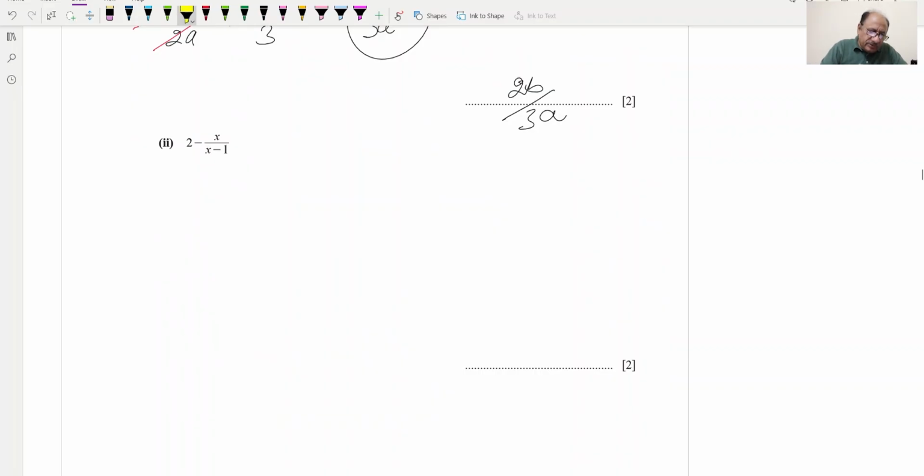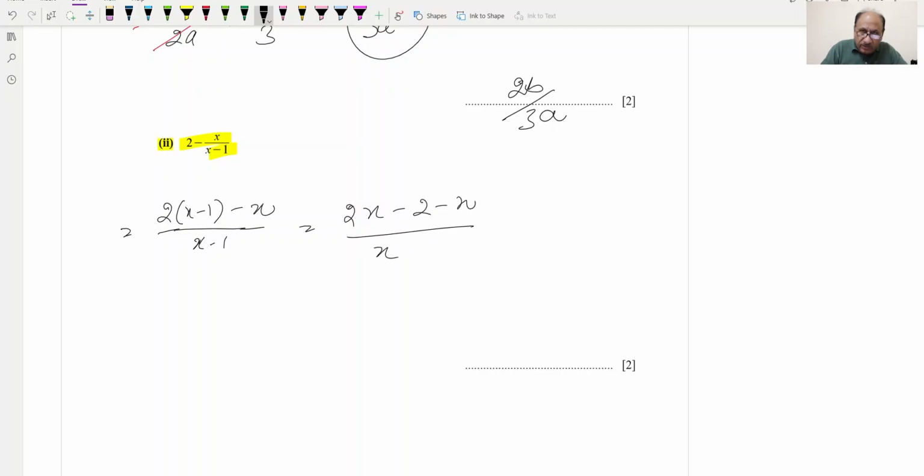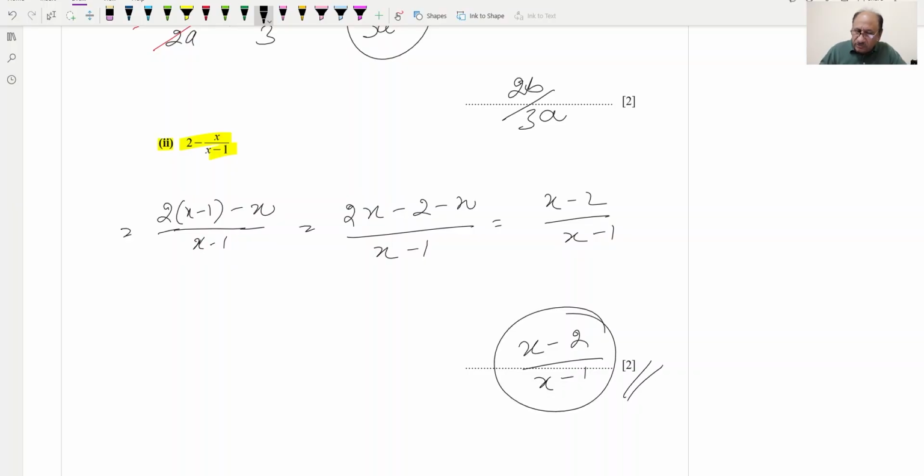Now the second part says this one. We can basically take LCM, or we can write like this, x minus 1, and this will be 2 into x minus 1 minus x, and this one we can open the bracket, so it will be 2x minus 2 minus x, divided by x minus 1, and this will be equal to x minus 2 over x minus 1, which will be our final answer for this part. Hopefully you understood. This is a 2 marks part.